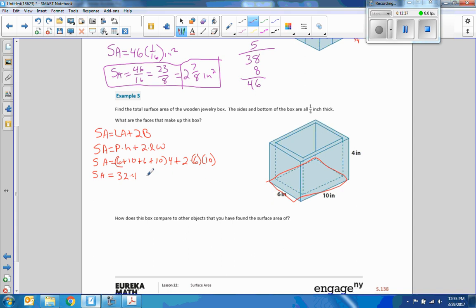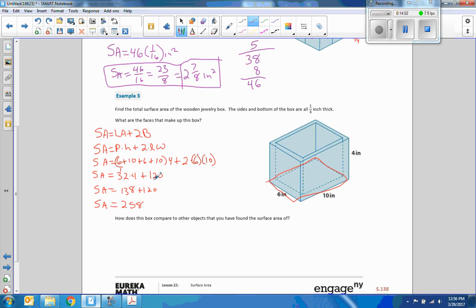Okay, so the surface area is going to be plus 120. So it's 32 times 4 plus 120. 32 times 4 is 138 plus 120. So the surface area of the outside of the box is 258.